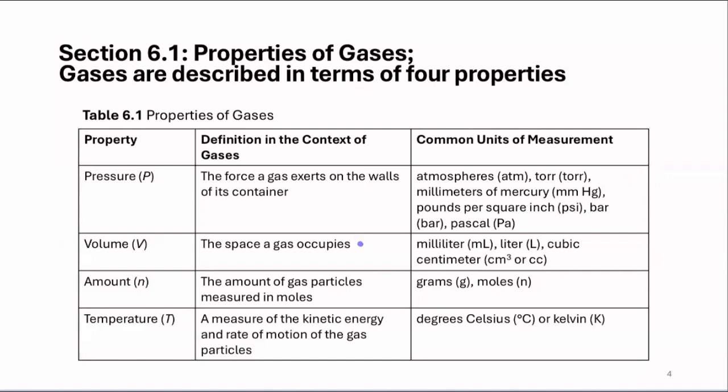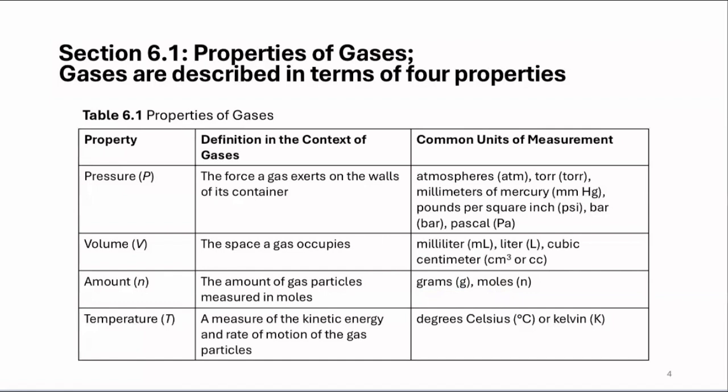Next, a gas can be described based on its volume, and volume is the space that a gas occupies. Additionally, there are some units of measurement that can be utilized for volume. Next is the amount of gas particles, and those are measured in moles. Even if a measurement is given in grams, moles is the unit that is utilized in equations.